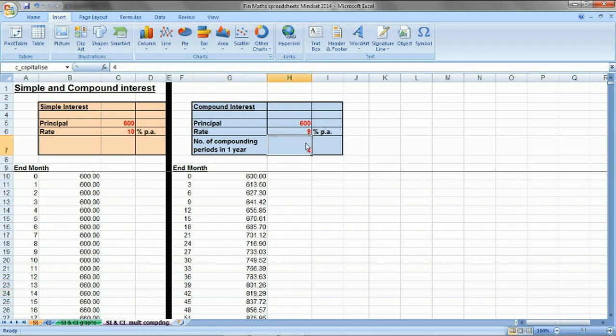All right. So if we're compounding it monthly, we would change the 4 to 12. And then you'll see in this column, it now shows you end of every month. Oh, it's like magic. So it goes 0, 1, 2, 3, as opposed to 0, 3, 6, 9, 12.